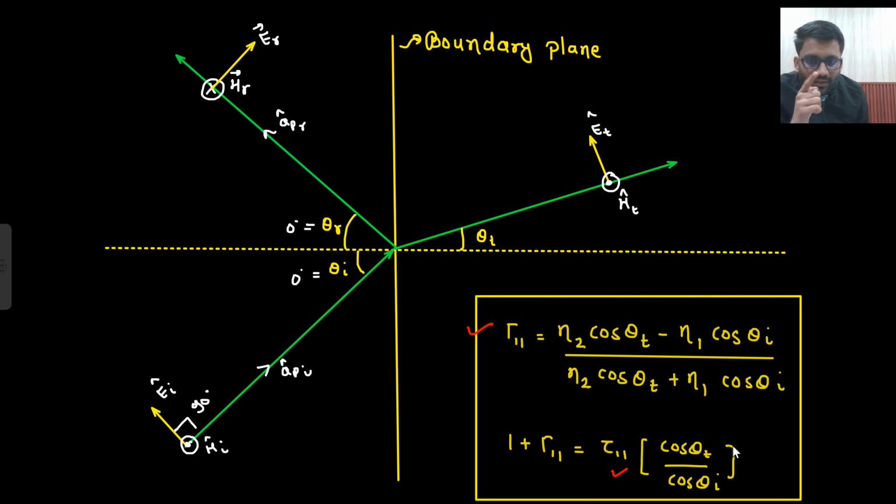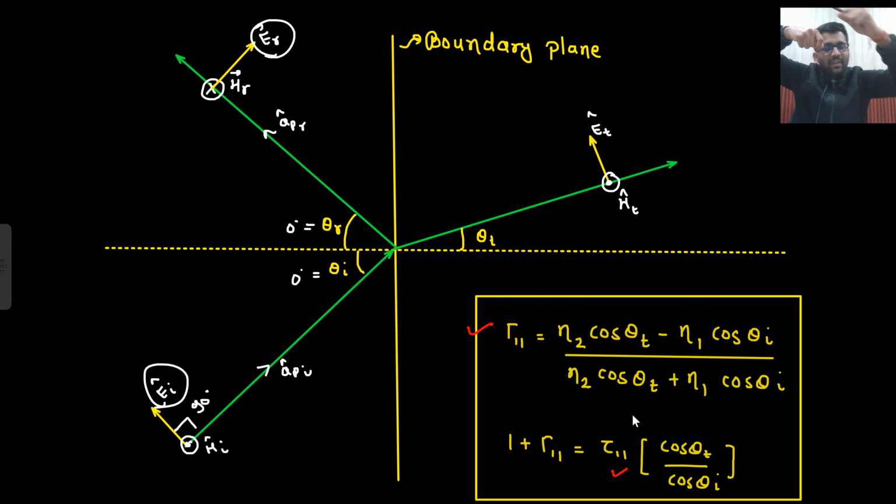Why did I make this analogy? I made this analogy just to show you that here also we cannot say that the incident and reflected electric field are both in the same direction, because one is like this, one is like this. But if I make theta I equal to 0 and theta R equal to 0, I get to know that both are pointing upward.